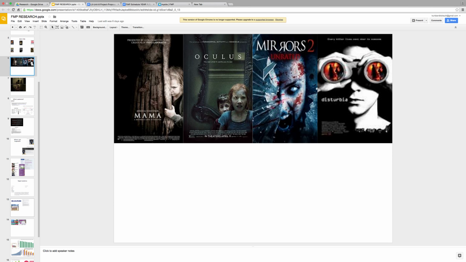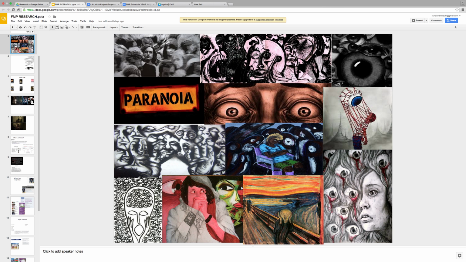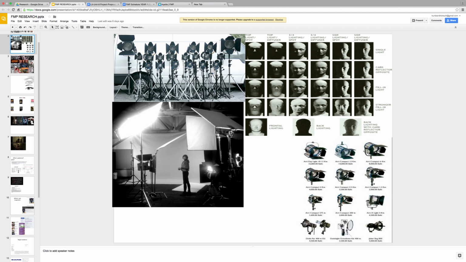These were just horror films that I felt quite inspired by, and silent films to help me visualize how I'm going to make this without dialogue, which I did find quite helpful. These are just things to remind me about the angles I should shoot, and if I was to use lighting, how it should be done.